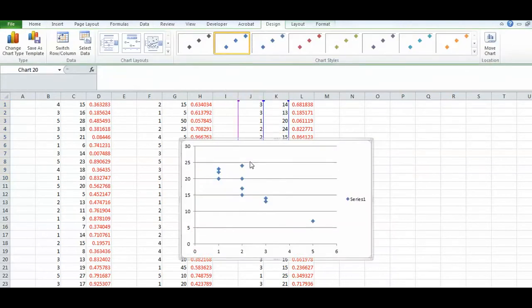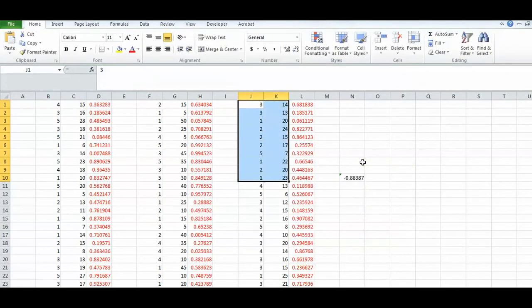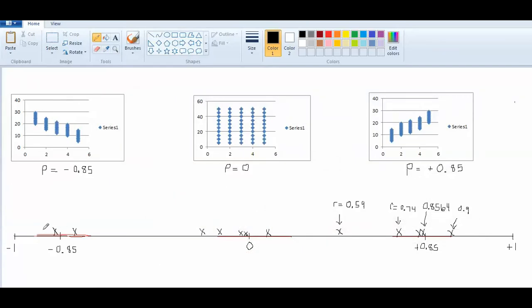This sample looks negative again. Its correlation is negative 0.88, which is out here again. It's pretty much exactly the same as the other sample. So these two samples had pretty much the same number, I think. So I'm stacking them on top of each other.